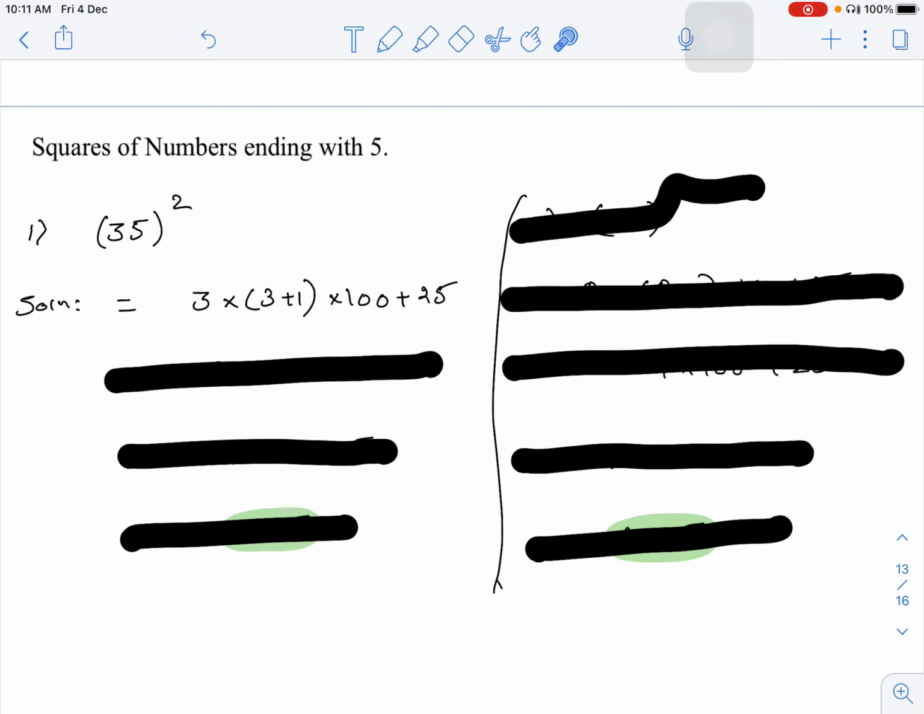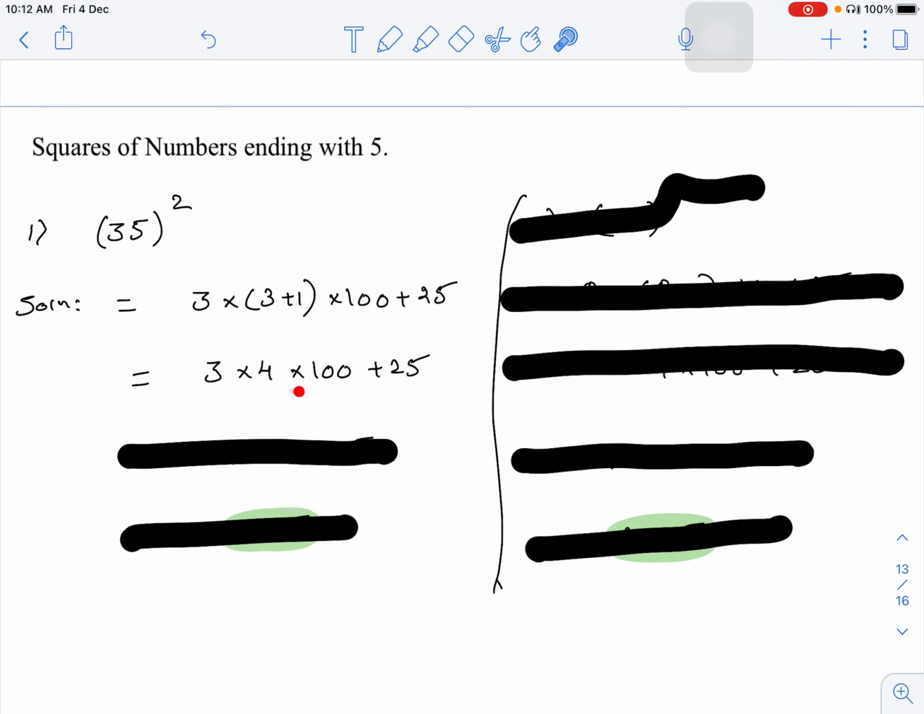So here we were having 3, so we have written here 3 into. Now what we have to do next is add 1 to this number. So 3 plus 1 into 100 plus 25. Now 25 is nothing but the square of this digit 5. Okay, now 3 into 3 plus 1 will become 4, into 100 plus 25.